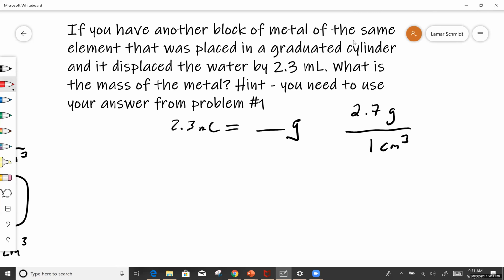Like, what is my unit of volume in my conversion factor? Cubic centimeters. What's my unit of volume in the problem? Milliliters. Is that an issue? Do I have to convert? Yeah.